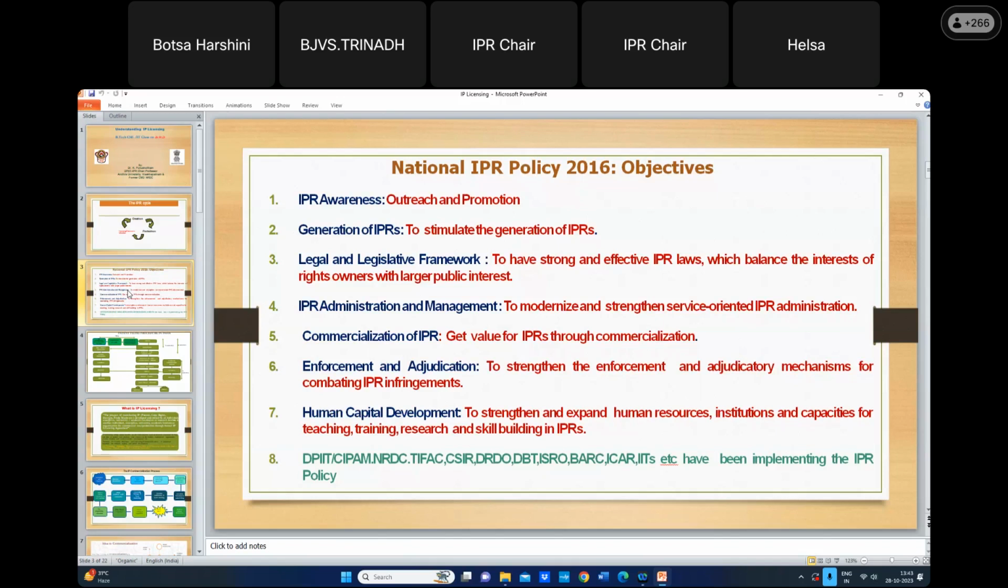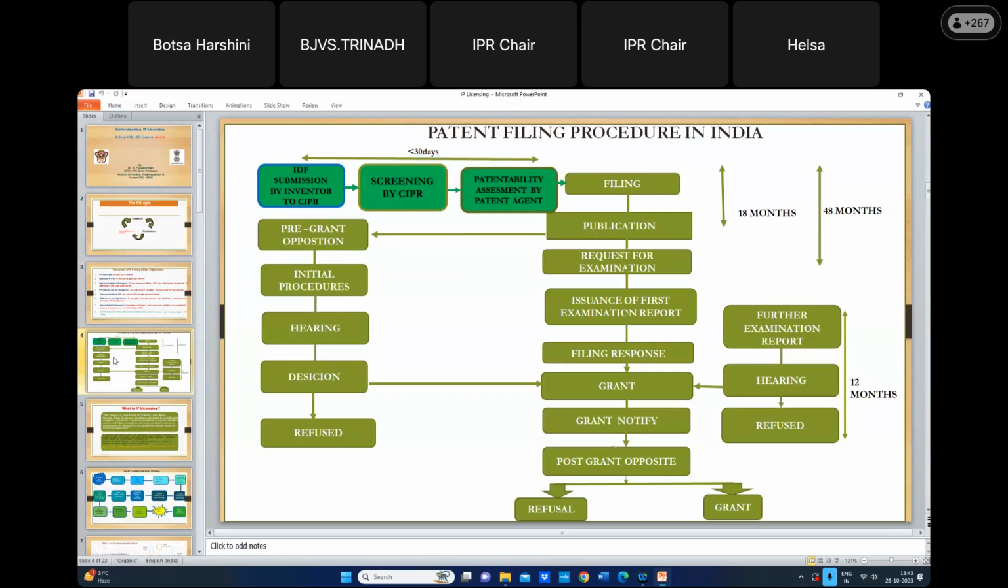So many organizations in our country are implementing this policy. We all know how to get a patent or a trademark or a copyright or a design. As I told you, there is a systematic procedure.